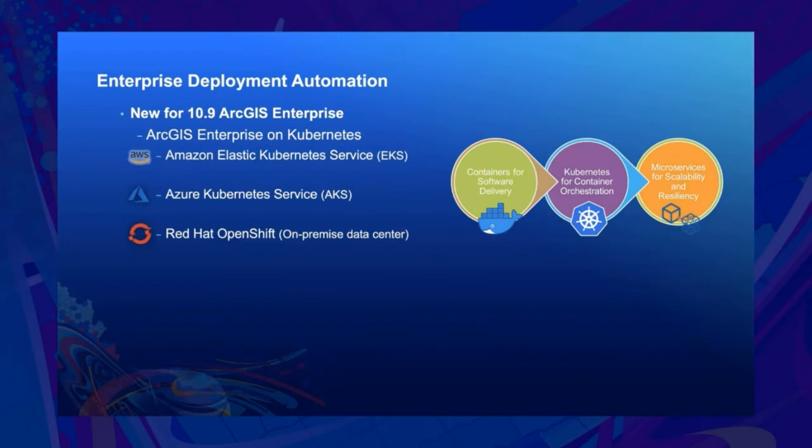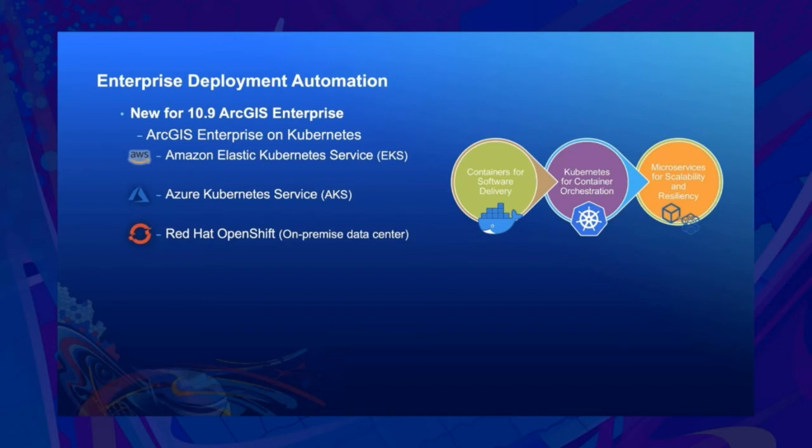Also new at the 10.9 release is a new cloud-native deployment option for ArcGIS Enterprise. It's called ArcGIS Enterprise on Kubernetes. It's based on microservices and containerization. It's designed to optimize scalability, resilience, and maintainability using this microservice architecture.